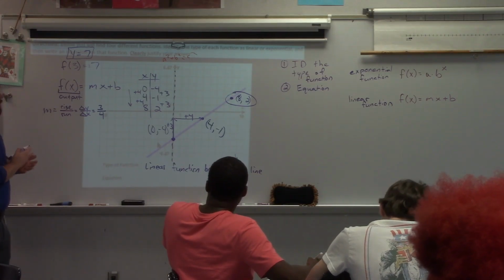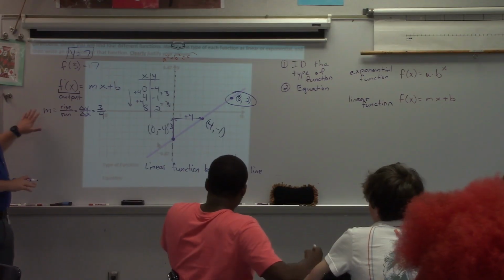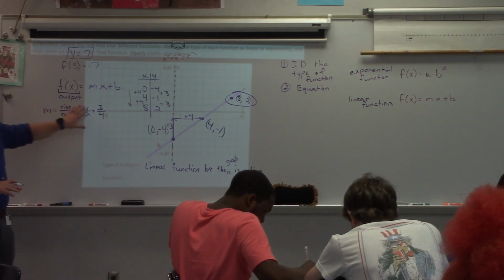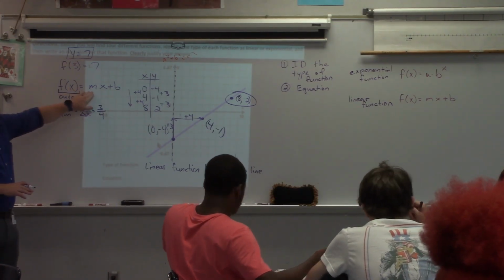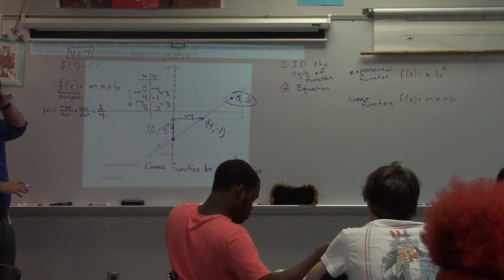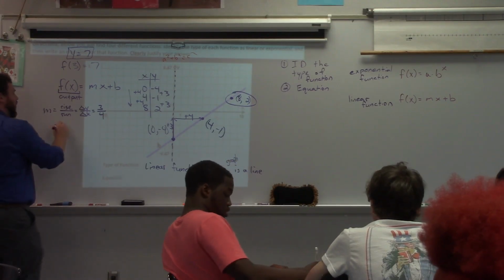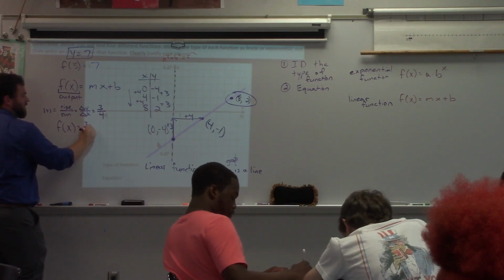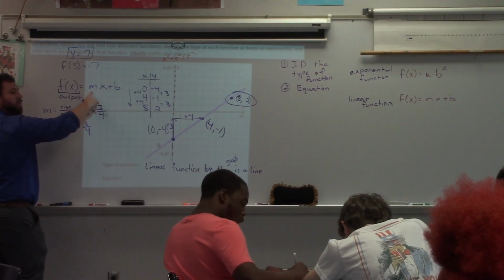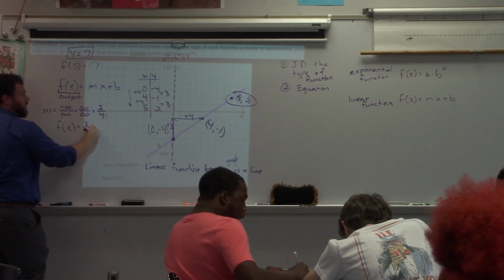Notice how I've labeled everything up to this point? So it's going to be pretty clear what's going in the place of this m. What value? 3/4. Then what has to come immediately after that 3/4? X. Don't forget your x.